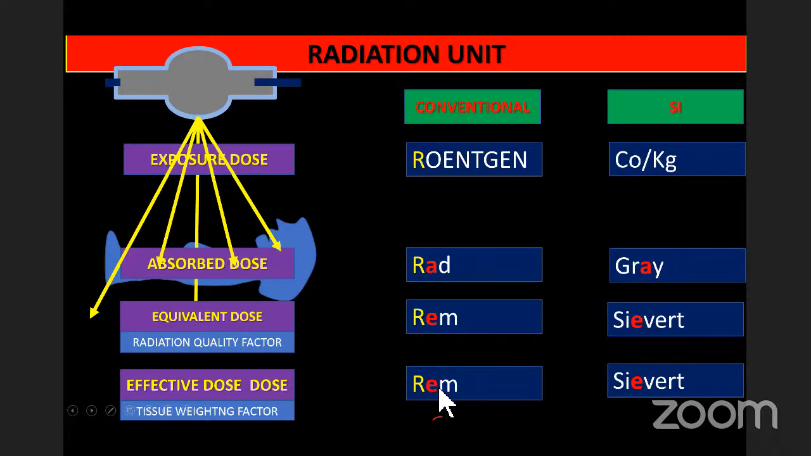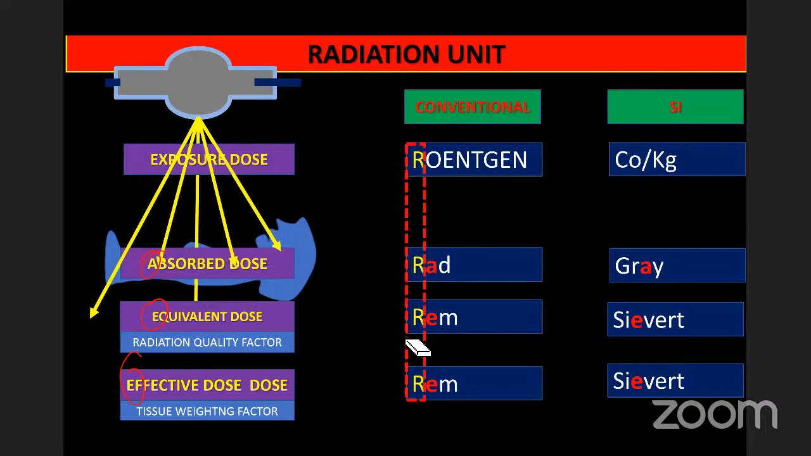Then we have REM. Again here we have E, so it is E for effective, E for sievert. So wherever there is E, we have effective, and wherever there is A, we have absorbed. Very simple. Now all the conventional units start with R.